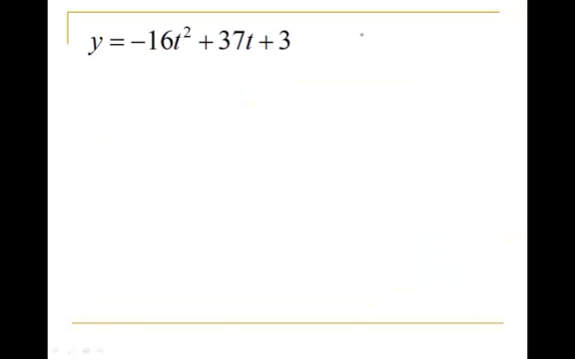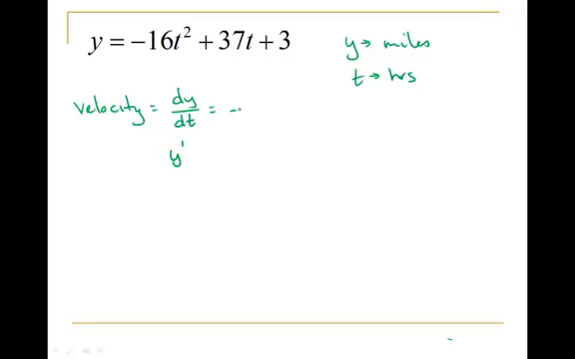So let's say this is a graph where y is measured in miles and t is hours. So this tells me how many miles I am going based on the number of hours. If I take the derivative of this graph, or if I look for the velocity, and we're going to call it dy/dt, remember I could also call this y prime, I find that dy/dt is negative 32t plus 37.